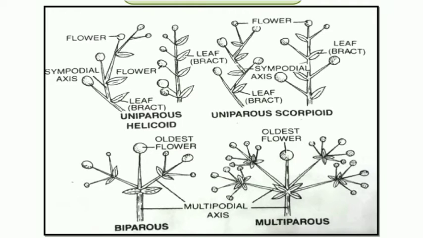Okay, Uniparous helicoid and Uniparous scorpioid. This is about Uniparous. Coming to Biparous, this is the oldest flower.